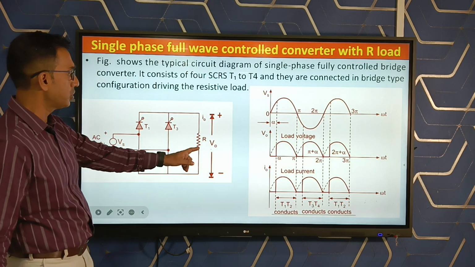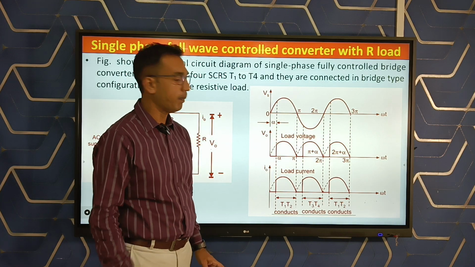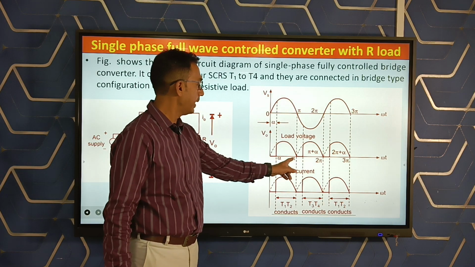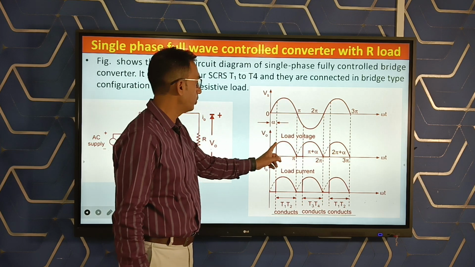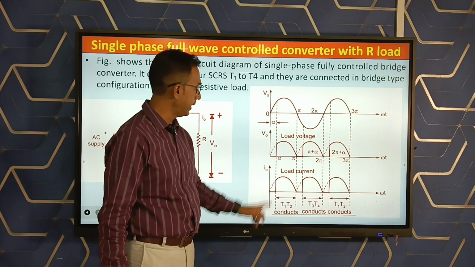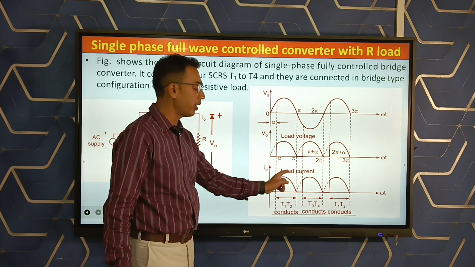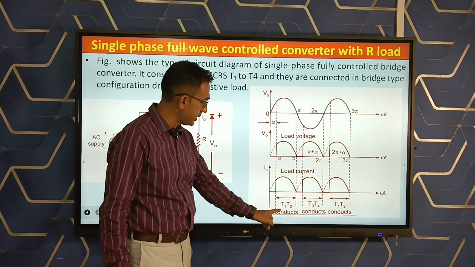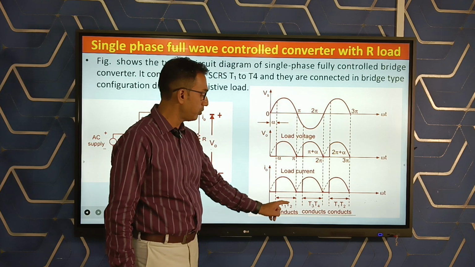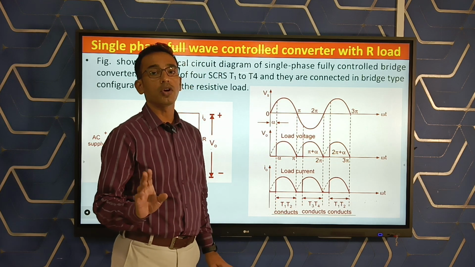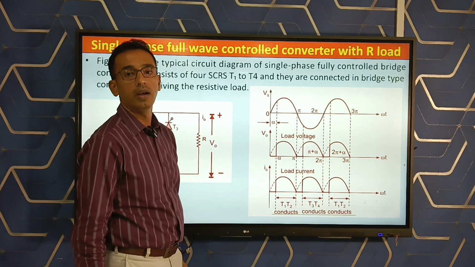So in mode 1 operation, it starts at the firing angle alpha. From alpha to pi, T1 T2 is conducting and we are getting the output voltage, which is positive. The output current is also shown here, and you can see it is written that T1 and T2 conduct. T3 T4 is not conducting because it is reverse biased. That is the mode 1 operation.